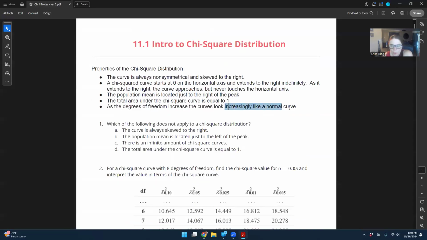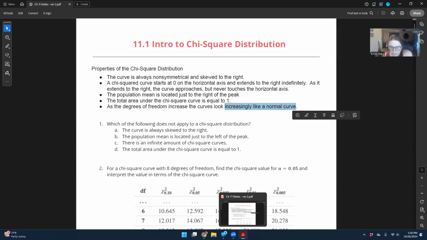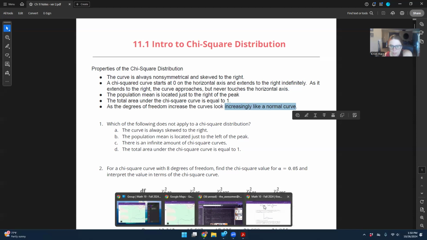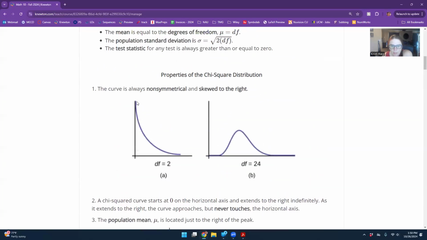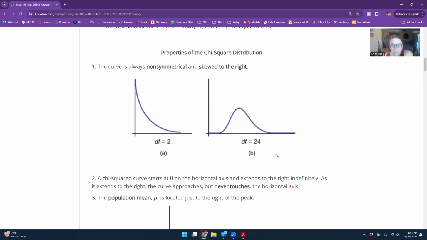And so I mentioned that. Let's just go back and look at that picture again. Up here, degrees of freedom is 2. It doesn't really look normal at all. In fact, the left side is going up. But just increasing from 2 to 24, we're already looking more normal. It's just skewed to the right. And the bigger this is, the more normal we're going to get.